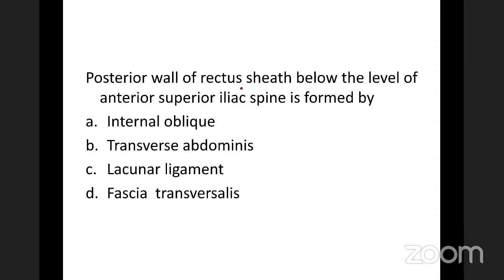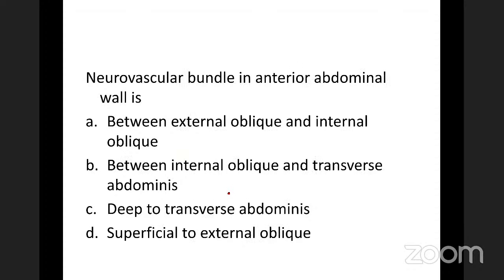The posterior wall of the rectus sheath below the level of anterior superior iliac spine is formed by internal oblique, transversus abdominis, lacunar ligament, fascia transversalis. Obviously, it will be the fascia transversalis because at that level, posterior wall, there's nothing because all the three aponeuroses have formed the anterior layer. So, posterior layer is the fascia transversalis.